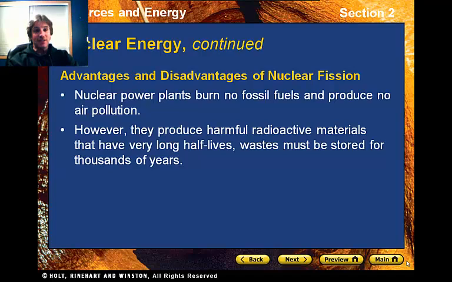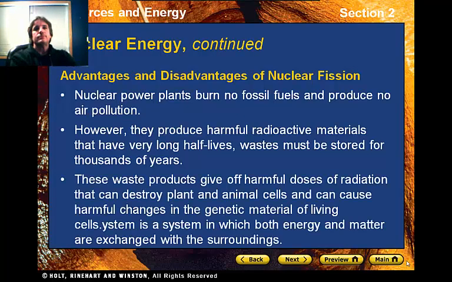So we have to take that stuff, and a lot of times what we do is we put it in a big barrel, and right now we're shipping it out to Nevada and storing it under a mountain. And it's going to be stored there for thousands of years. As long as it never leaks, we're great. If it ever leaks, it'll cause all kinds of problems, because radioactivity obviously is not a good thing for living organisms. It can destroy plant and animal cells and cause harmful changes in genetic material. There's all kinds of bad things that happen when that happens.